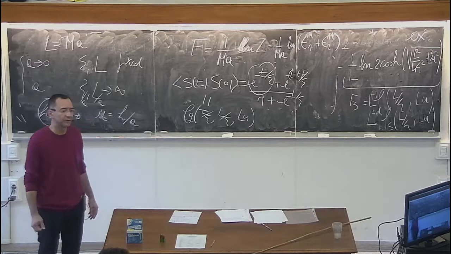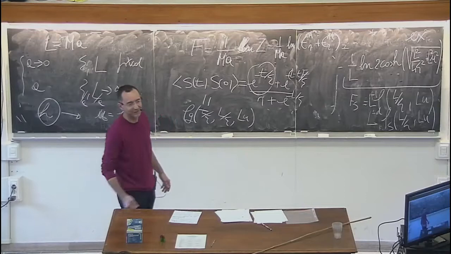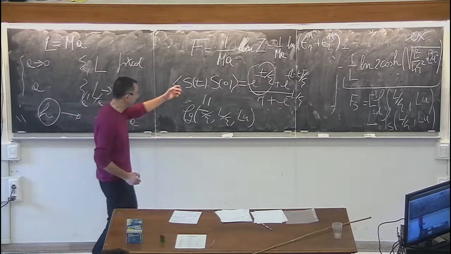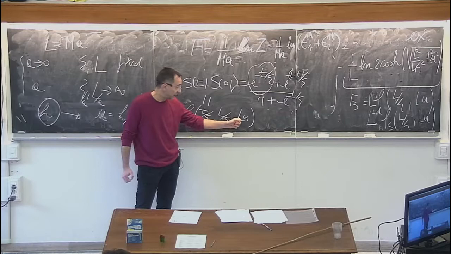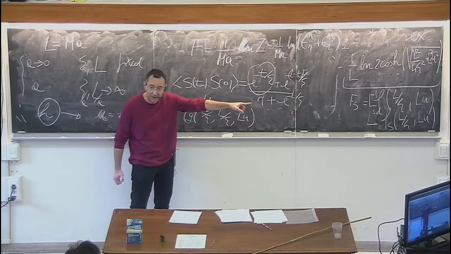If I did the calculation correctly, you try and check. If it's wrong, let me know. But anyway, the important point is that the two-point function can be written in terms of a scaling function, which is a function of these ratios, tau over xi, L over xi, and L times u. We have, again, the same scaling arguments as for the free energy.